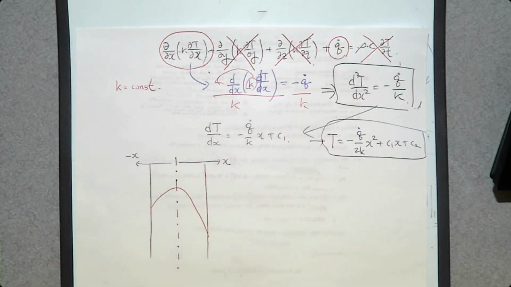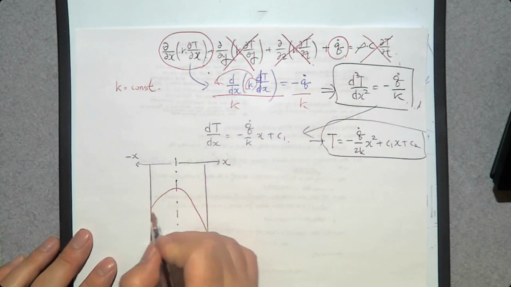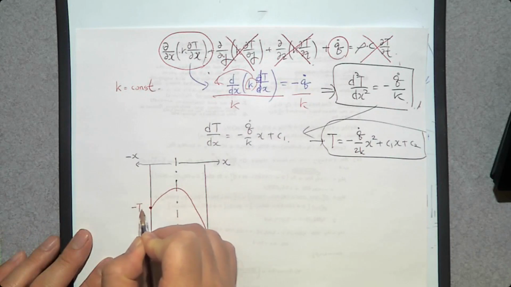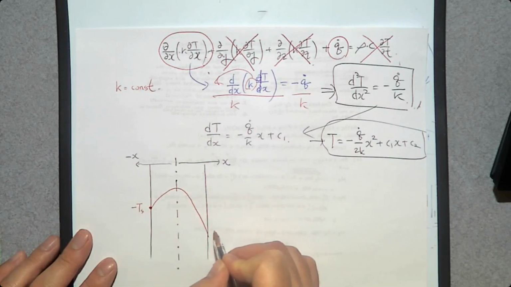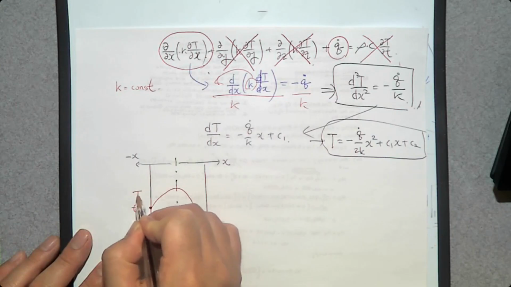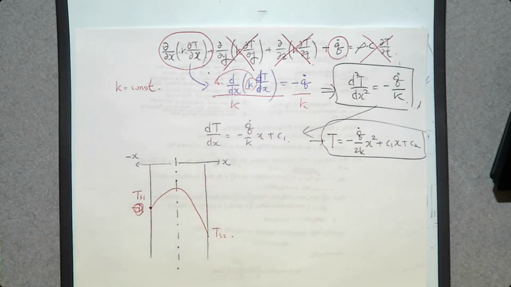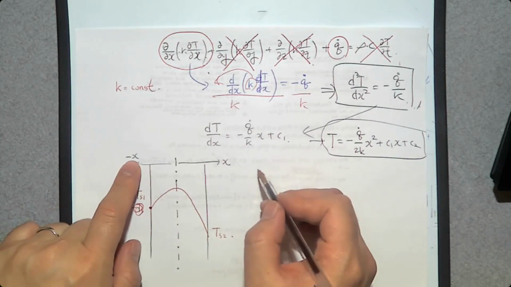right? The parabolic shape. And depending on the temperature and its location, let's say that this one is going to be minus L at the surface, and this one is going to be TS1. Let's say this one is TS2. Then we have two boundary conditions.